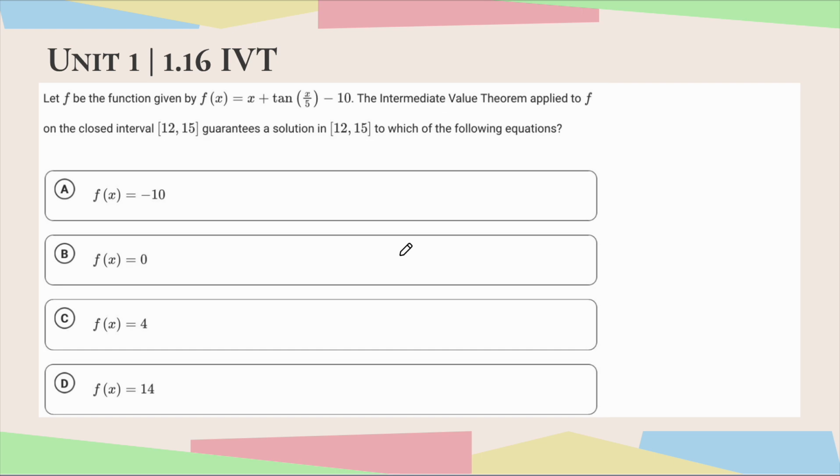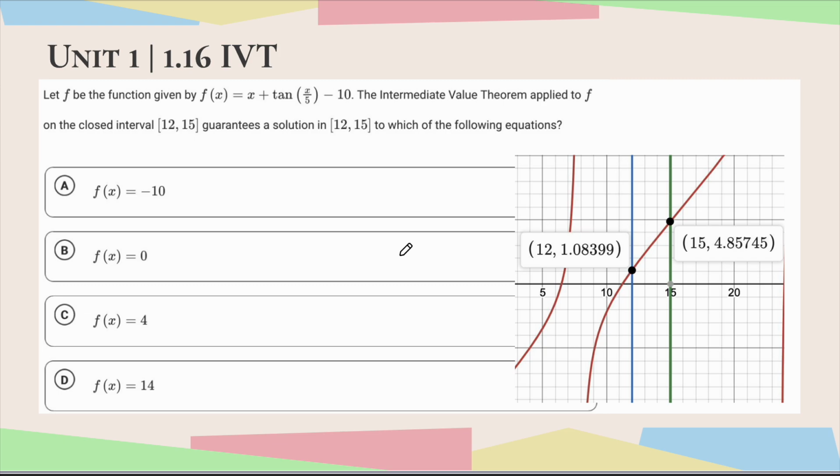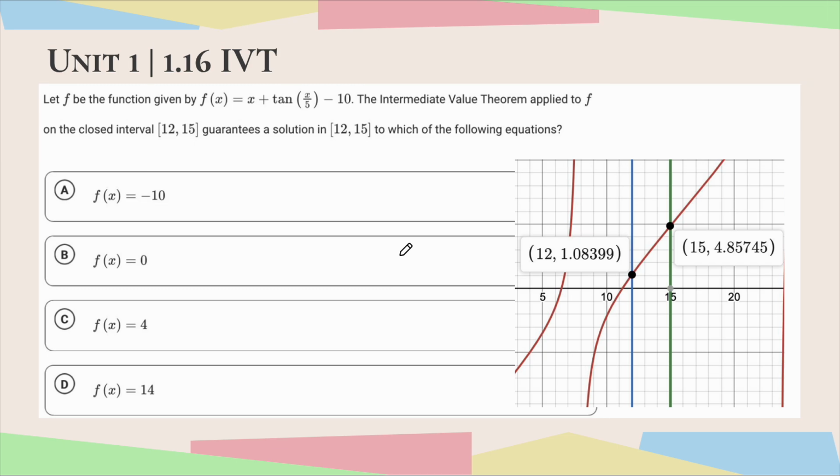Okay, moving on to the last question. This question states, let f be the function given by f of x equals x plus tangent of x over 5 minus 10. The intermediate value theorem applied to f on the closed interval 12, comma 15 guarantees a solution in 12, comma 15 to which of the following equations? So for this one, in my opinion, it is easiest if you graph this. You could, of course, do this algebraically by just plugging in 12 for x and then 15 for x.